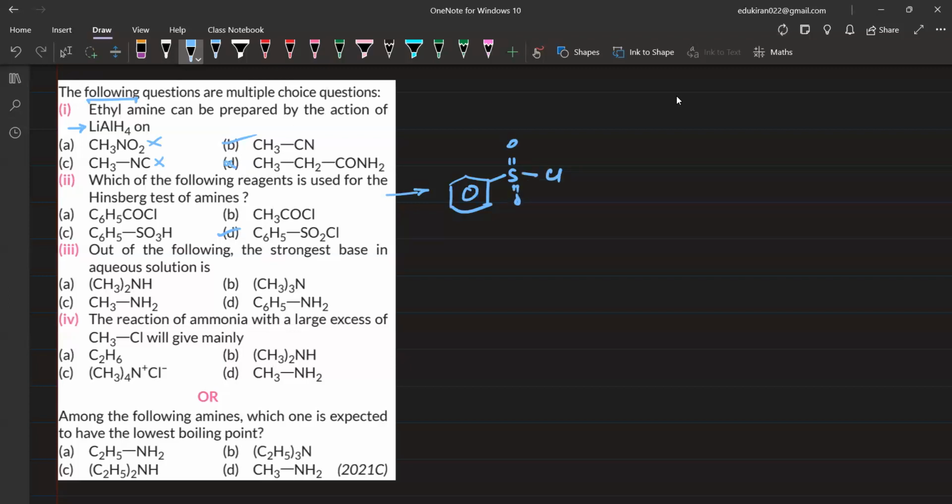Benzene ring SO2Cl. आउट ऑफ द फॉलोइंग स्ट्रॉन्गेस्ट बेस इन एक्वस सोल्यूशन. एक्वस सोल्यूशन में सबसे ज्यादा बेसिक कौन होगा? 2 डिग्री. 2 डिग्री कौन सा है? ए ऑप्शन. ठीक है. बहुत जल्दी फटाफट आंसर आना चाहिए.